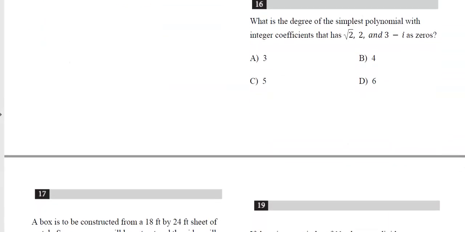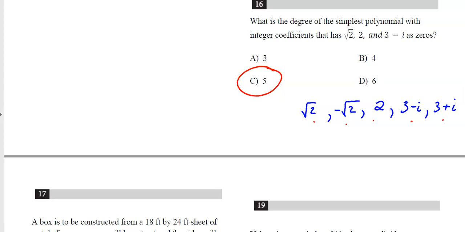Number 16, what is the degree of the simplest polynomial with those zeros? Again, more of a conceptual question. If you have radical 2, that automatically means you're going to have negative radical 2 because they come in pairs. If you have 2, you don't know anything. You're just given the 2. There's no pairs with the rational numbers. And if you have a 3 minus i, you're also going to have a 3 plus i. So actually there's 1, 2, 3, 4, 5 zeros going on there. So it's going to be a degree 5.